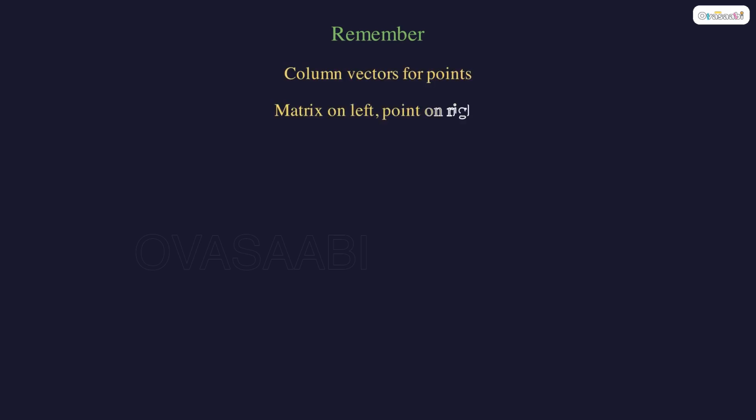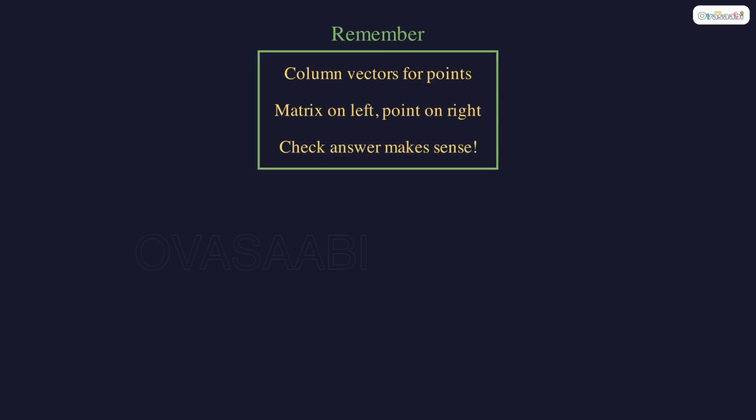Memory aid. Column vectors for coordinates. Matrix times column vector gives new position. Always sketch to check your answer is reasonable.